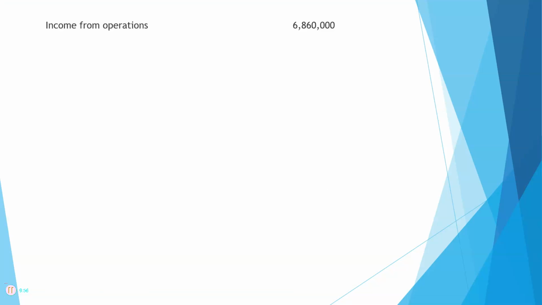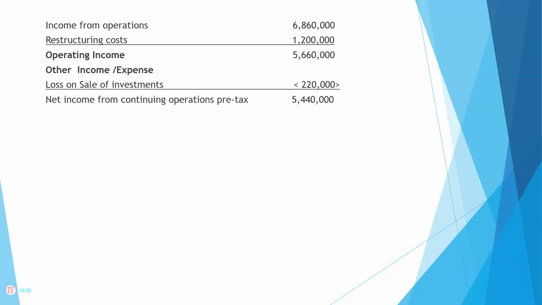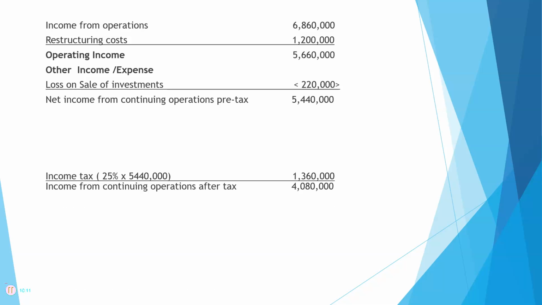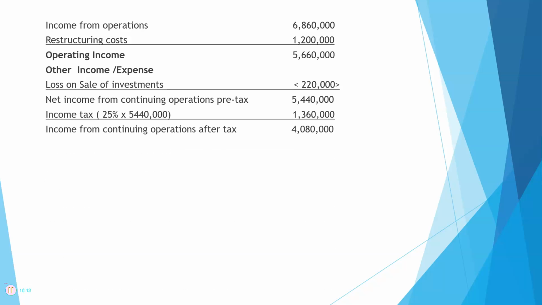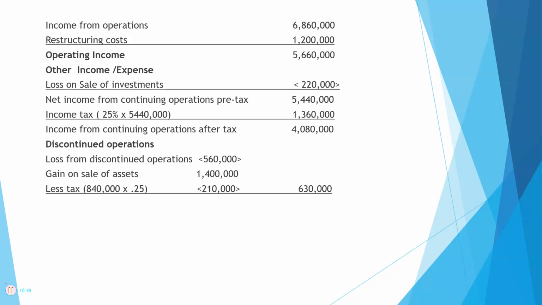So we'd start with our income from our operations, subtract our restructuring costs. Then we would take other, which would be a loss on sale of investments. Now we have net income from continuing operations, which is pre-tax. We take out our taxes, and now we have income from continuing operations after tax. Now we're going to adjust for discontinued operations, less the tax. That gives you net income.